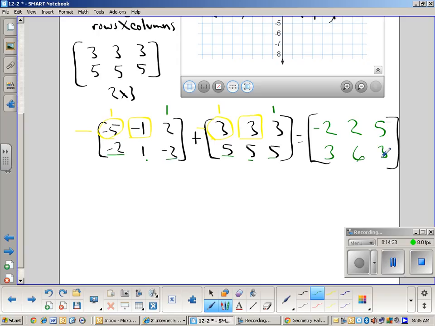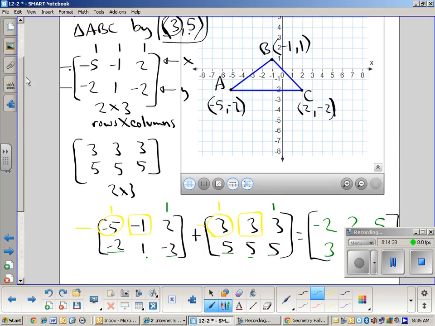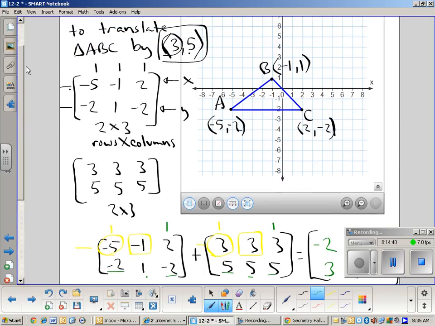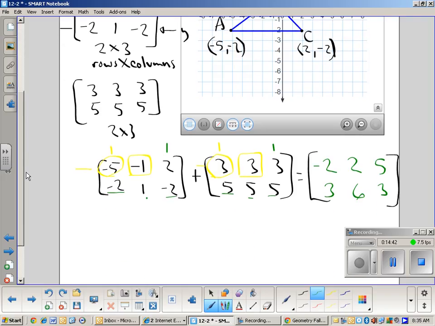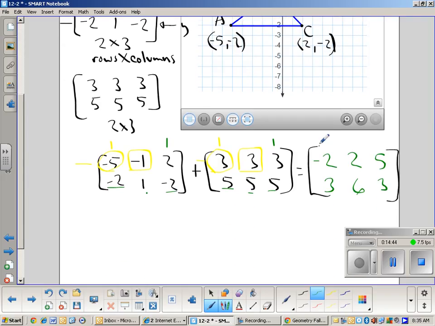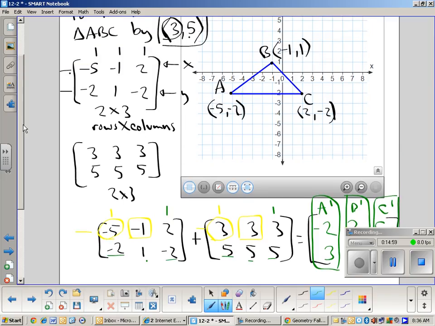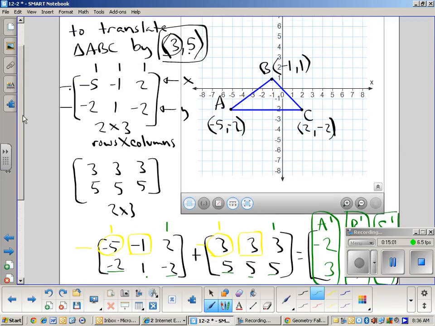And so this matrix represents the translation of this matrix. And so that means the coordinates of A prime are going to be -2, 3. The coordinates of B prime are going to be 2, 6. And the coordinates of C prime are going to be 5, 3. And so I could plot that if I wanted to. -2, 3.